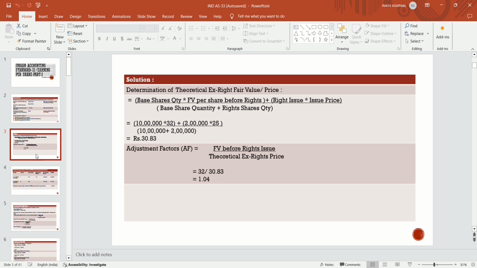Now the adjustment factor: fair value before right is 32. Theoretical ex-right price is 30.83. So 1.04 is the adjustment factor we have to find out. Fair value before right is 32, theoretical ex-right price is 30.83. That is, 1.04 is the adjustment factor.